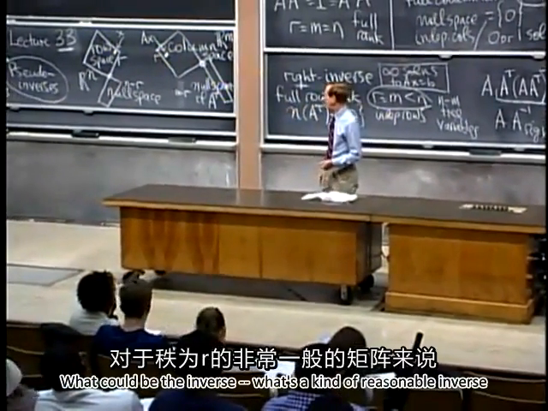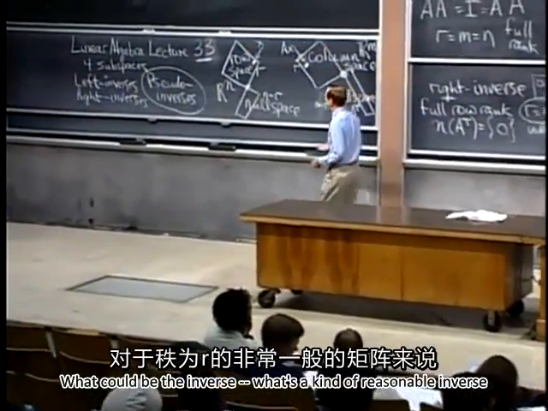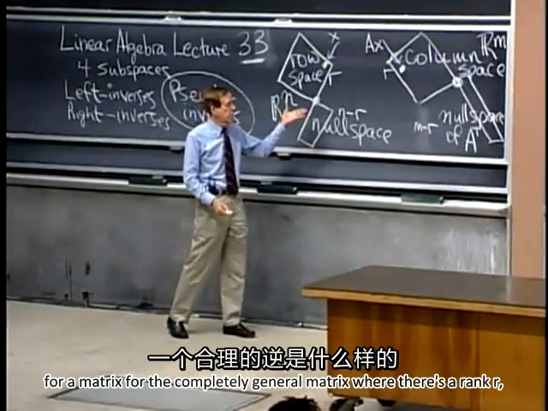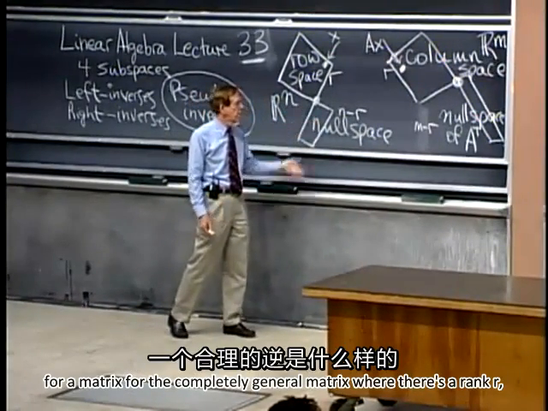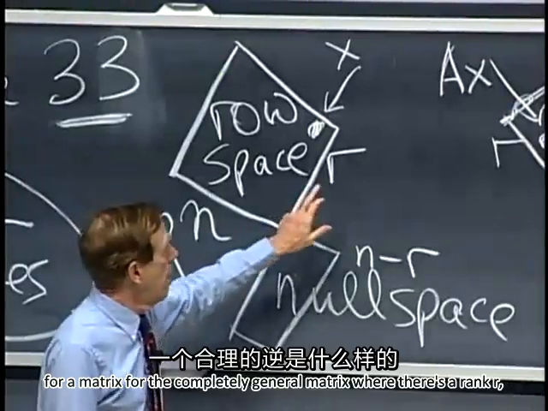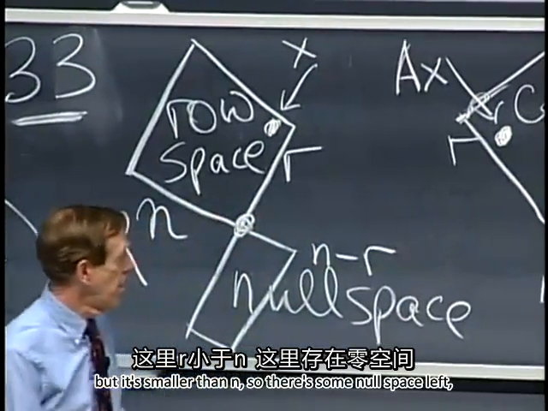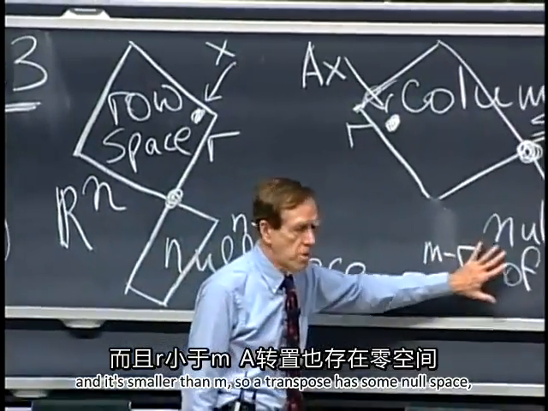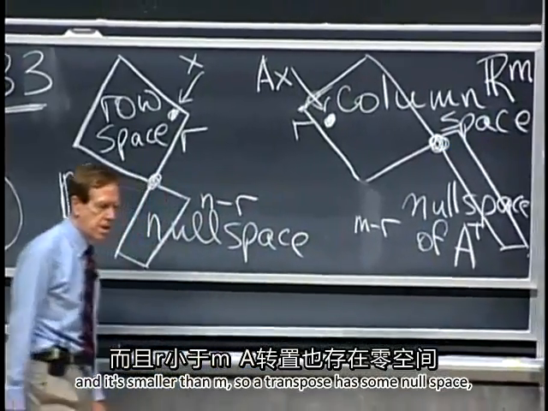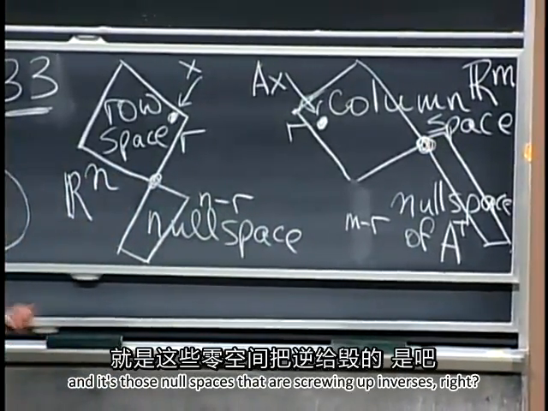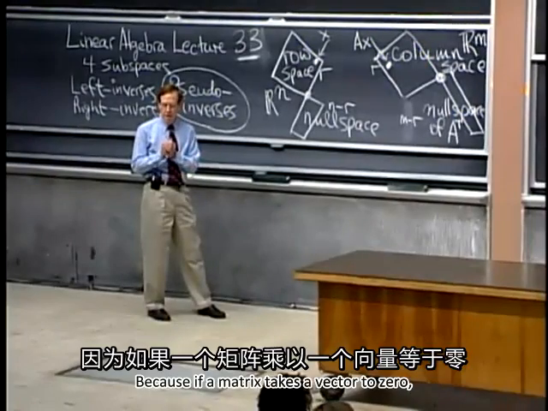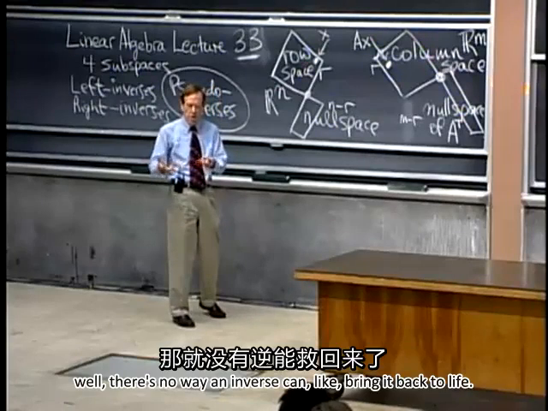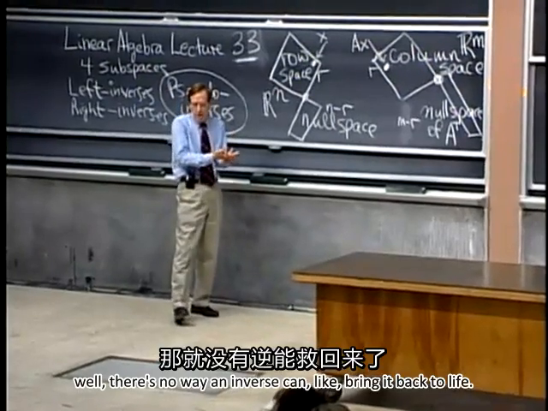Okay, now I really will speak about the general case here. What could be the inverse? What's a reasonable inverse for a completely general matrix, where there's a rank R, but it's smaller than n, so there's some null space left, and it's smaller than m, so A transpose has some null space? It's those null spaces that are screwing up inverses, right? Because if a matrix takes a vector to 0, there's no way an inverse can bring it back to life.